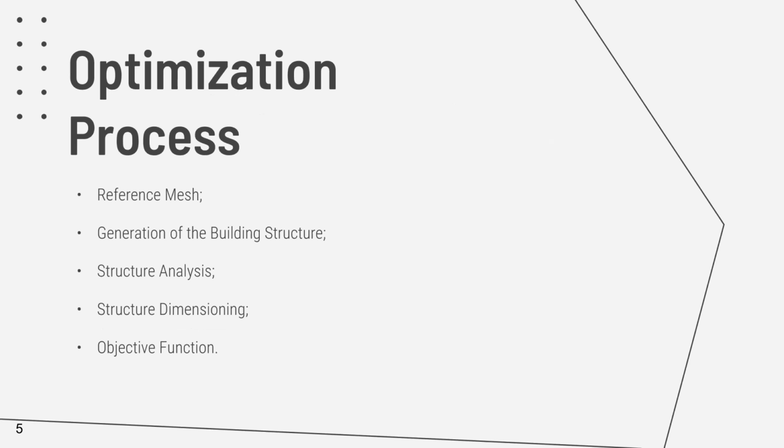The optimization process is divided into 5 steps that will be explained in the next slides. They are the reference mesh, the generation of the building structure, the structural analysis, the structural dimensioning, and the objective function.